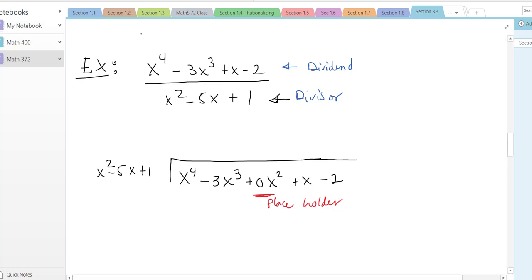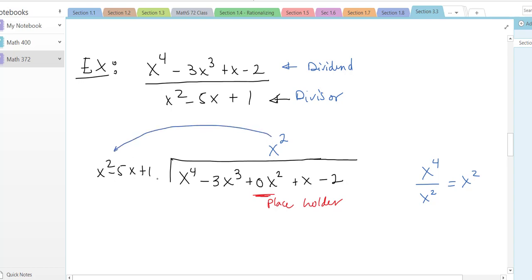So let's go through the division. What do I have to multiply x squared by to get x to the fourth? Again, you can think of it as the leading term of your dividend, x to the fourth, divided by the leading term of your divisor. x to the fourth over x squared reduces to x squared. So now I'm happy that I have that placeholder there because I need to line it up by degree. And as we have done before, you multiply.